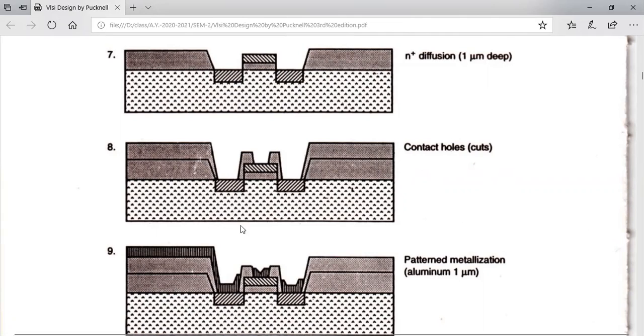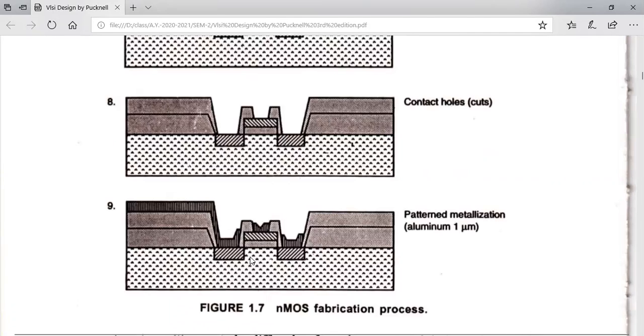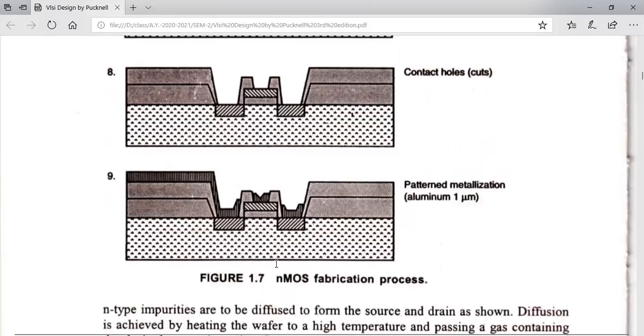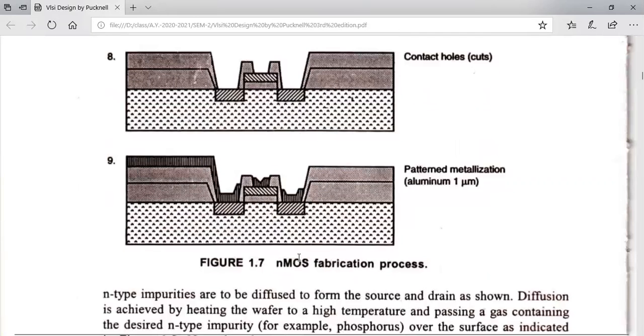In the contact cuts, I have to pour some amount of metal. Generally, I use aluminum. They are good conductors of electrons, for the movement of electrons. So these source, drain, and gate, after metallization, are ready to connect to the outer world. Okay, this is the total NMOS fabrication process.